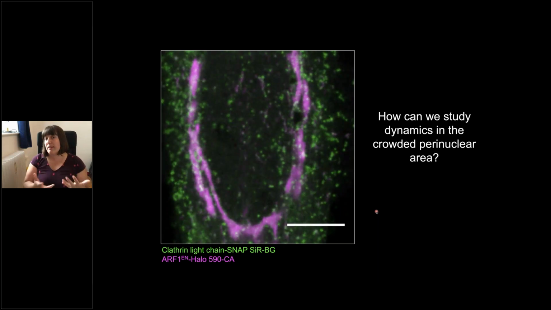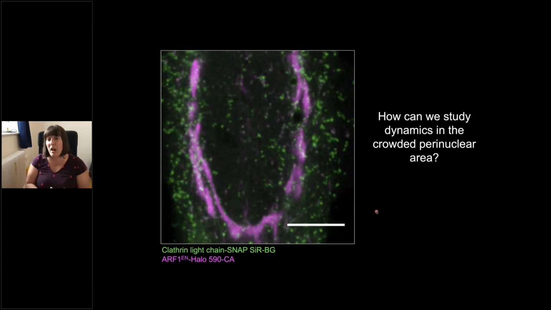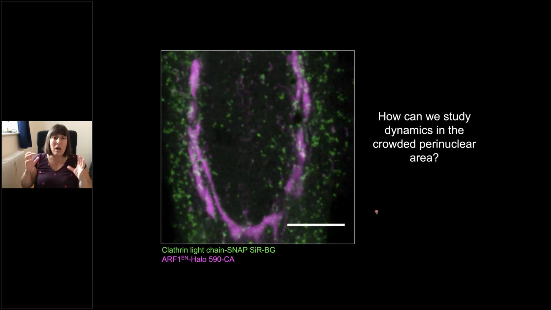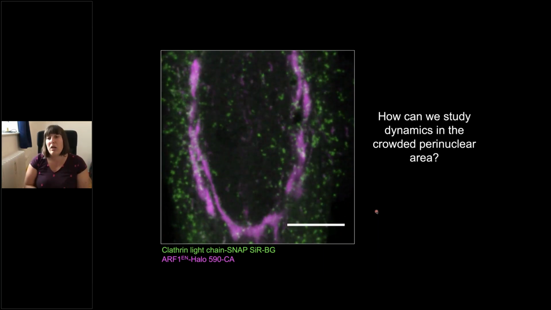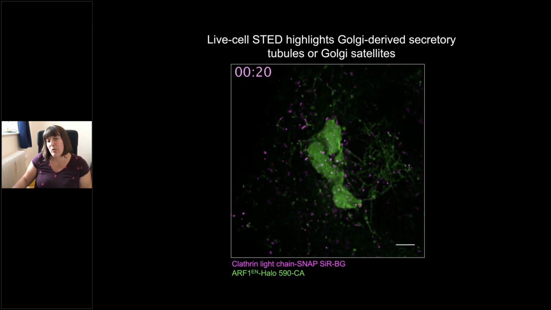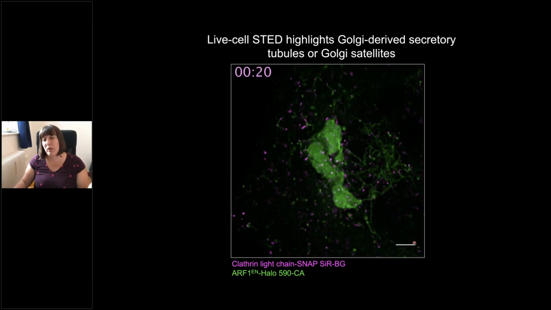And when we expressed clathrin in the cells, we saw that it is very hard to study dynamics in the perinuclear area, because it is very crowded with vesicles and tubules and endosomes and Golgi. It's only when we took advantage of live-cell STED in this case that we could really appreciate these tubules, which were coated with little clusters of clathrin all over them. And these are highly dynamic. They form at the Golgi but then detach, and now we know they move on microtubules to the cell periphery.